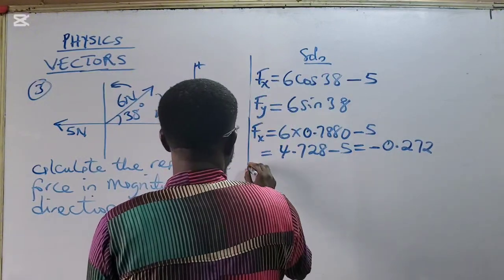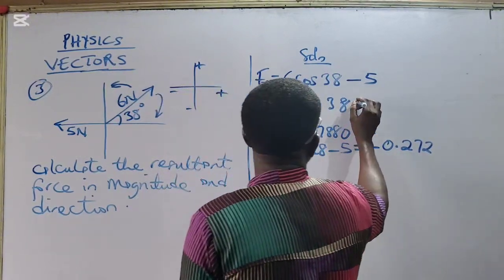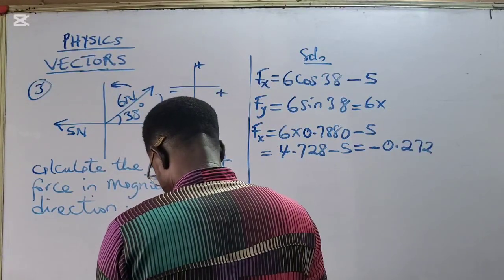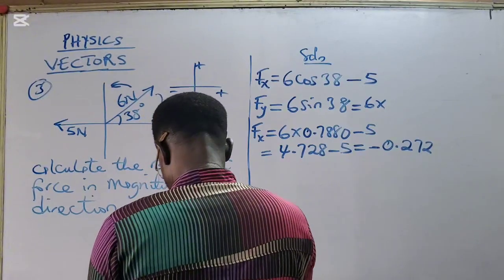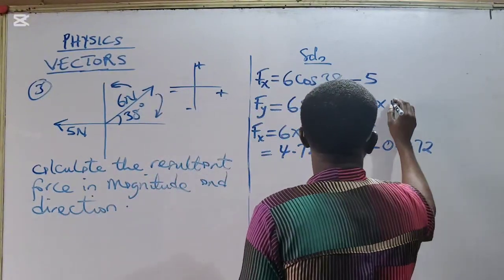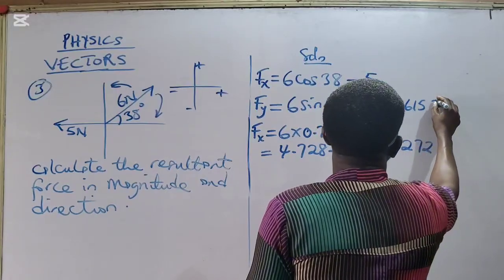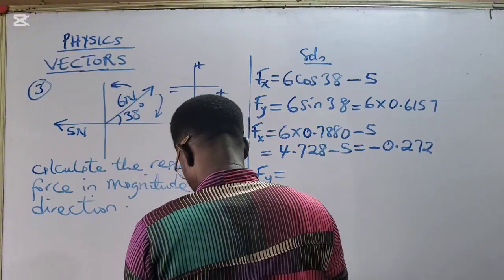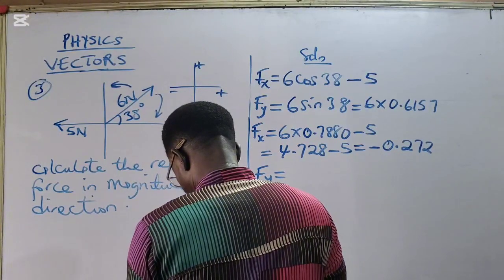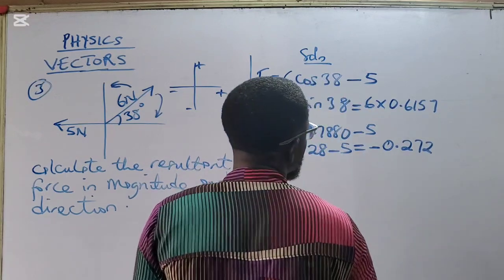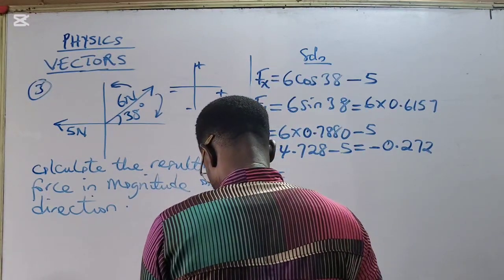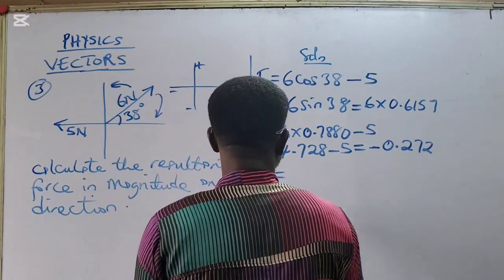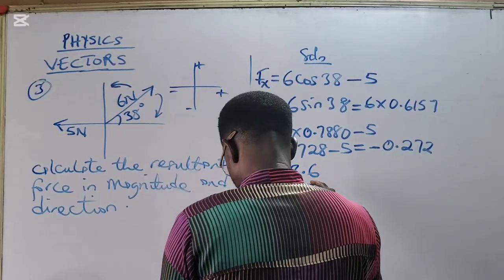Then for the Fy direction, sine 38 is 0.6157. 0.6157 times 6 is 3.69.